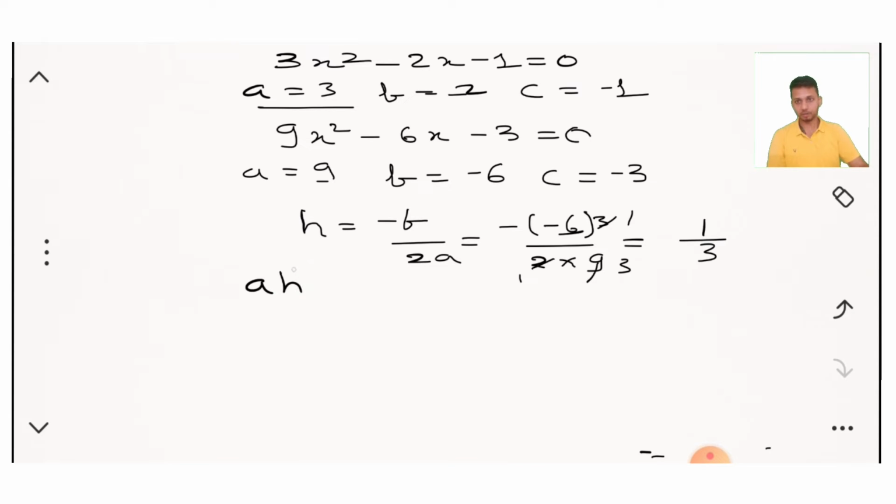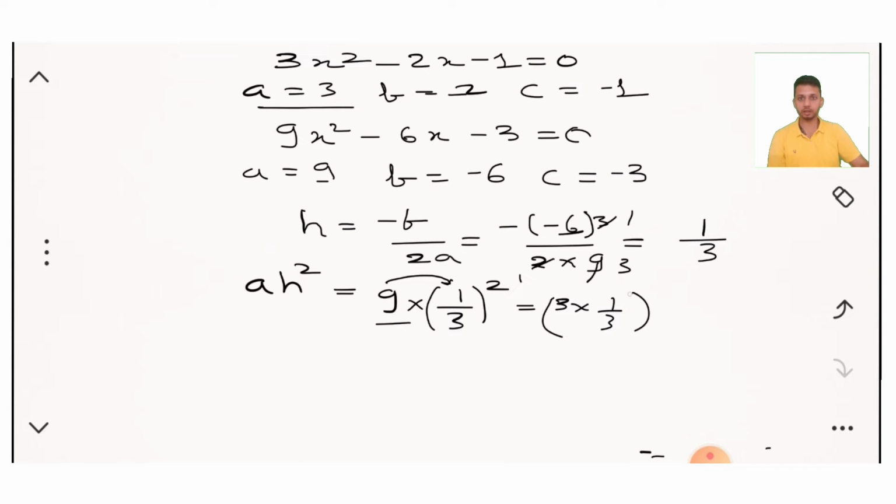When the value of a is greater than 1, we have to find the value of a into h square. What is your a? That is 9 into h square. What is your h? 1 by 3, squared. Here you can see that if you put this value of 9 inside the bracket, you write 3 into 1 by 3 square. Yes or no? So here you get 1 square. Now this is the value which is to be squared and added.